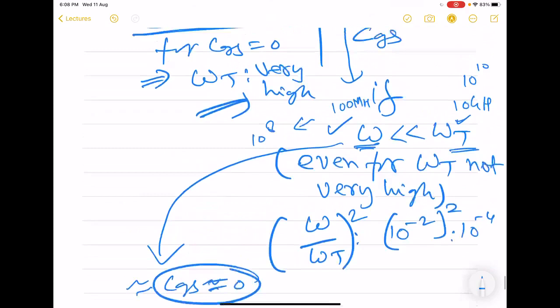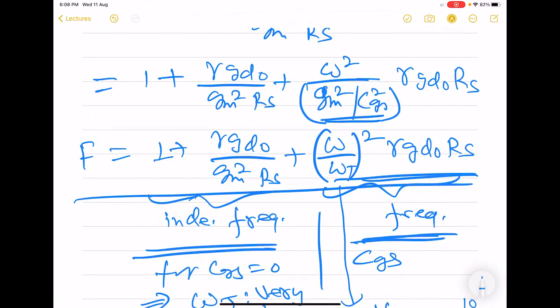So this is the noise factor, and we will be comparing this with the subsequent LNAs that we will talk about to see whether their noise behavior is better than this or worse than this. But this circuit cannot be used as an LNA because the input impedance is not 50 ohms.